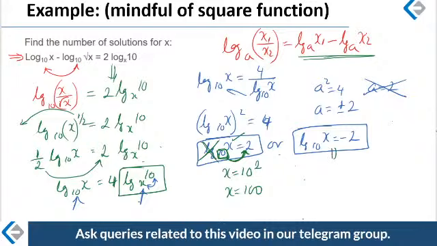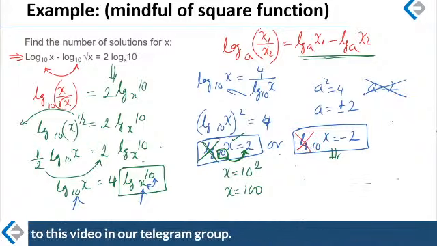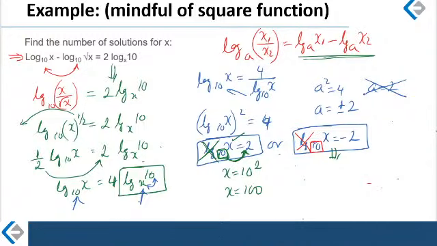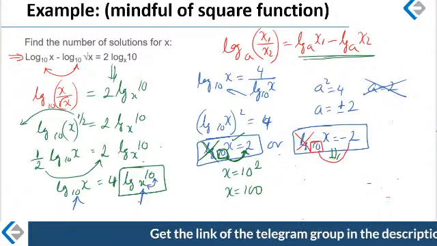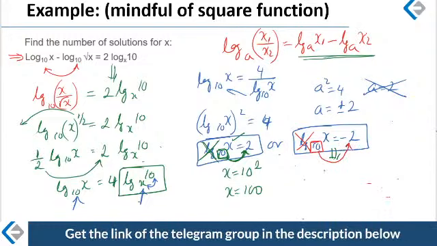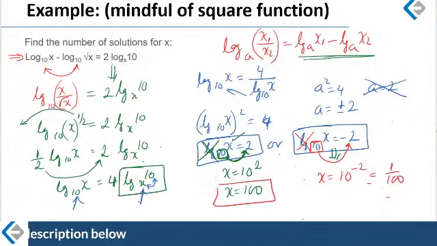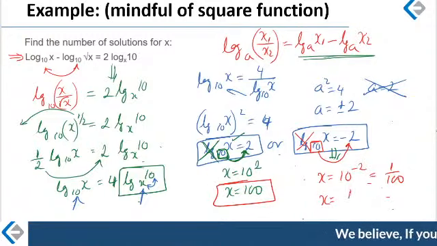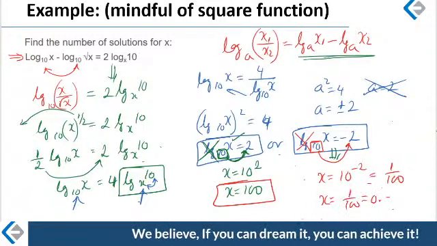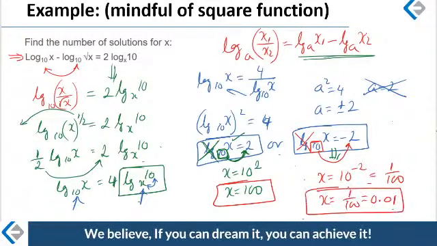Do the same thing here, friends. Take anti-logarithm here also. Anti-logarithm means what? I don't want this. If you don't want this, then what is the fate of this base? Well, this base would shift here. Therefore, you would say that x is equal to 10 raised to power minus 1 minus 2. That is nothing but 1 divided by 100. Alright, now therefore two values of x. Either x can be 100 or x can be 1 by 100. 1 by 100 is nothing but 0.01. These are the two values x can take.